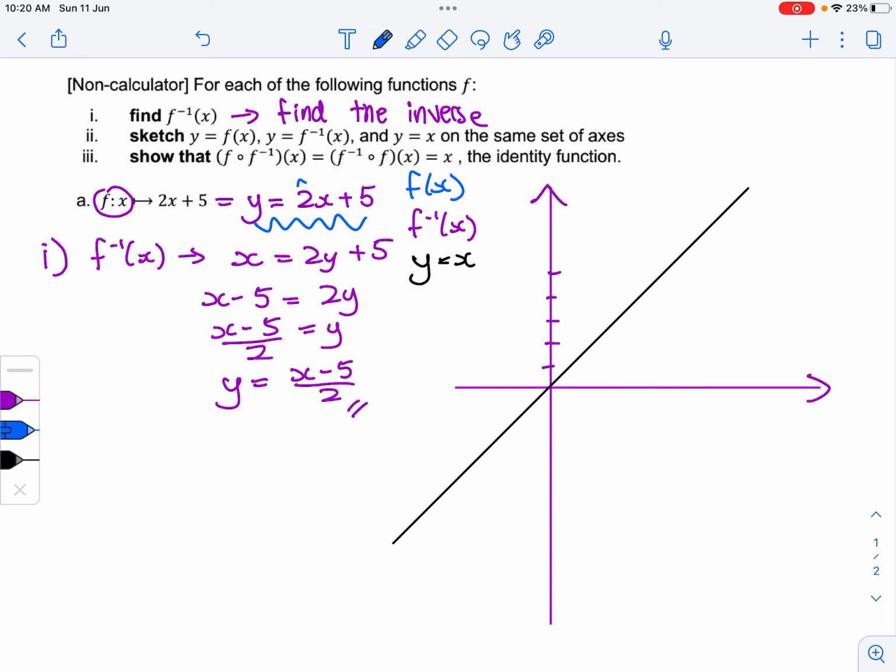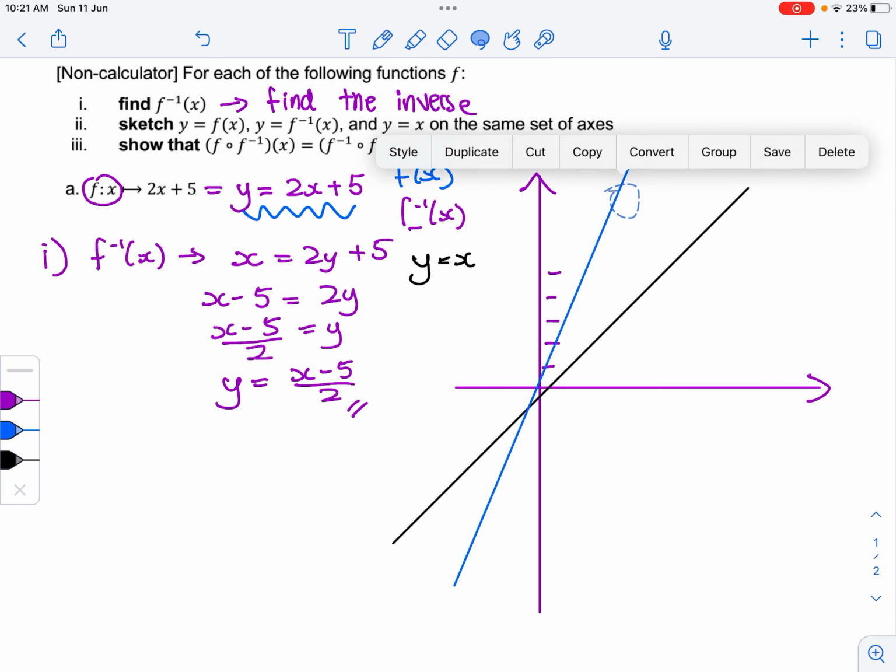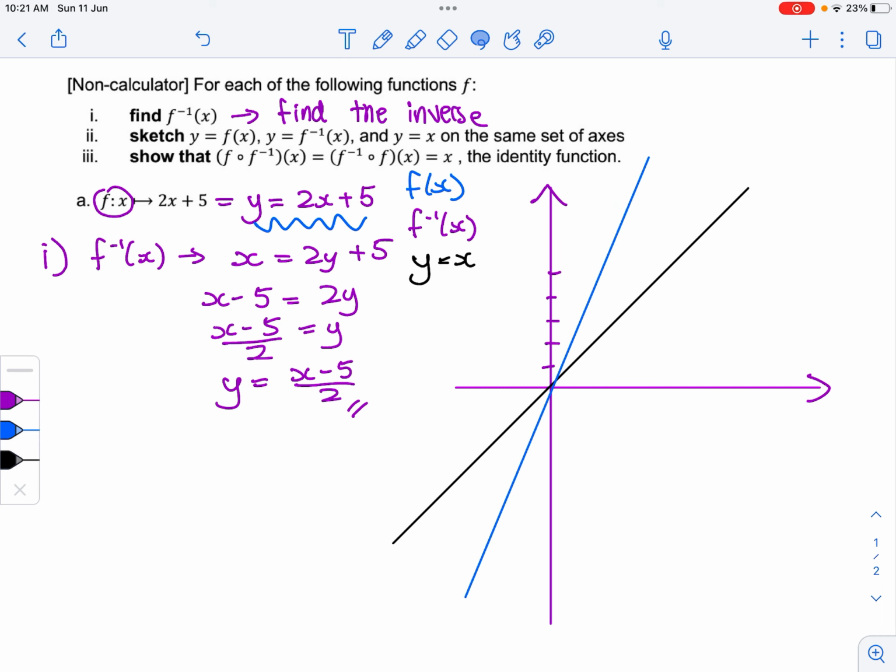So again, as I said earlier, the 2 represents the slope, so we would know that it is steeper than usual. But be careful now. We have 5 here, so that means the y-intercept is 5. So I need to move this up. So this would be something like this.